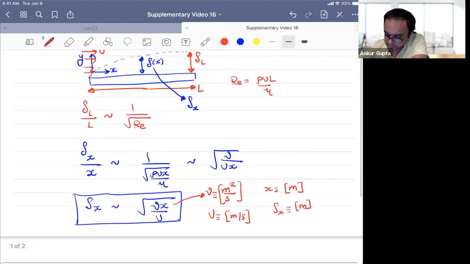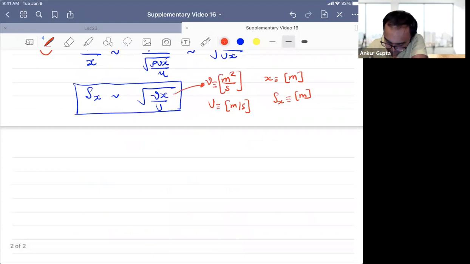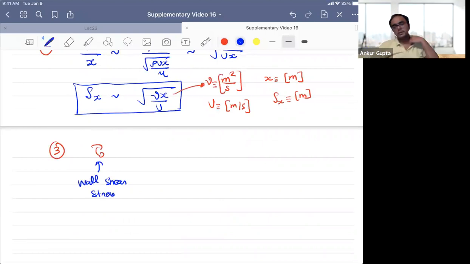All right. So this is the first thing we did. The second step was to get delta of x. The third step we want to do is calculate tau naught. And again, let's not forget, tau naught is the wall shear stress in the system.